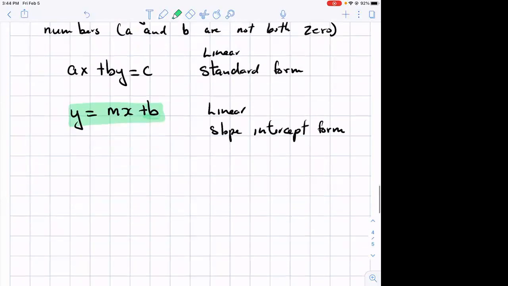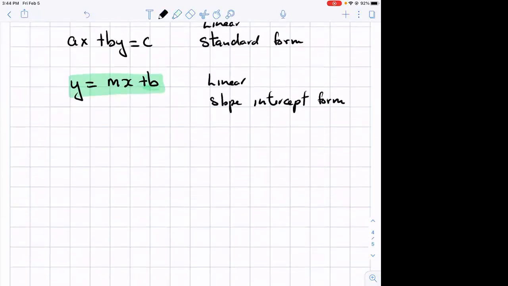Now, how to graph a linear equation? And there are many ways of graphing a linear equation. We will look at probably about 3 of them, okay? 3 of them right now.